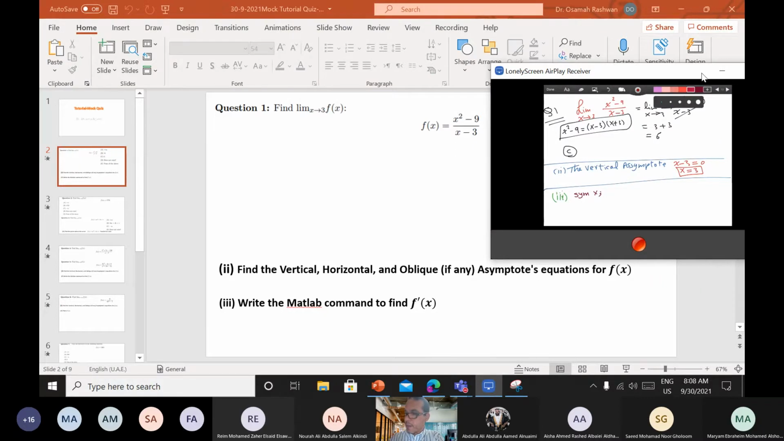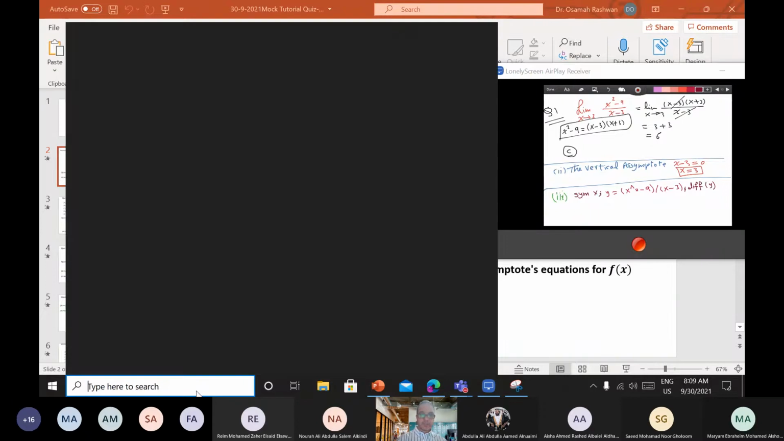So I write y equal to open bracket x squared minus 9 over x minus 3. So I define x and y. Next, how to write the command of the first derivative? Yes, it is diff y, right? So I will go to MATLAB just to check.